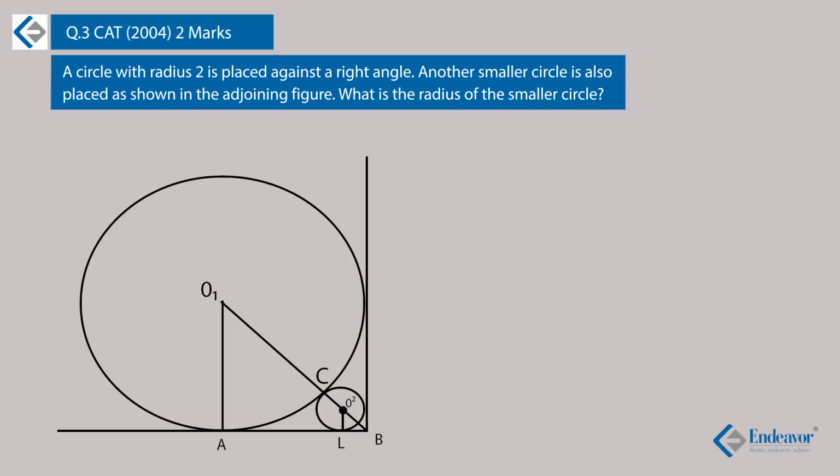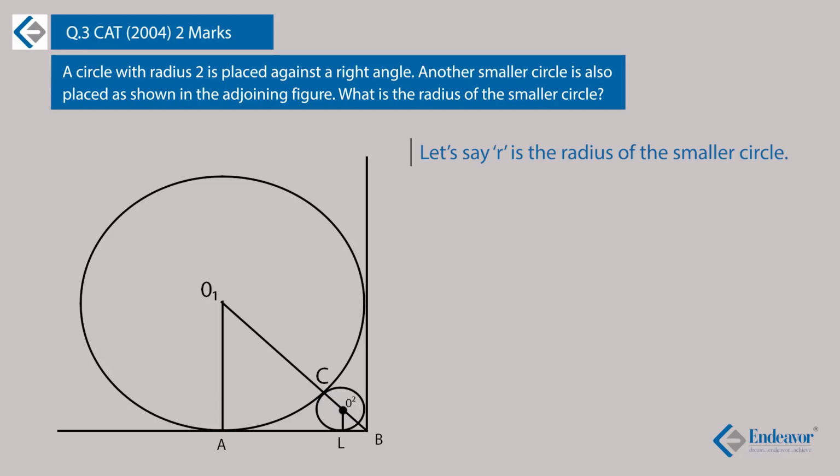What is the radius of the smaller circle? Now, by the look of it, it really looks difficult because the smaller circle is at the very corner, and how do I find the radius of the smaller circle? Let's say, to start with, the radius of the smaller circle be small r.